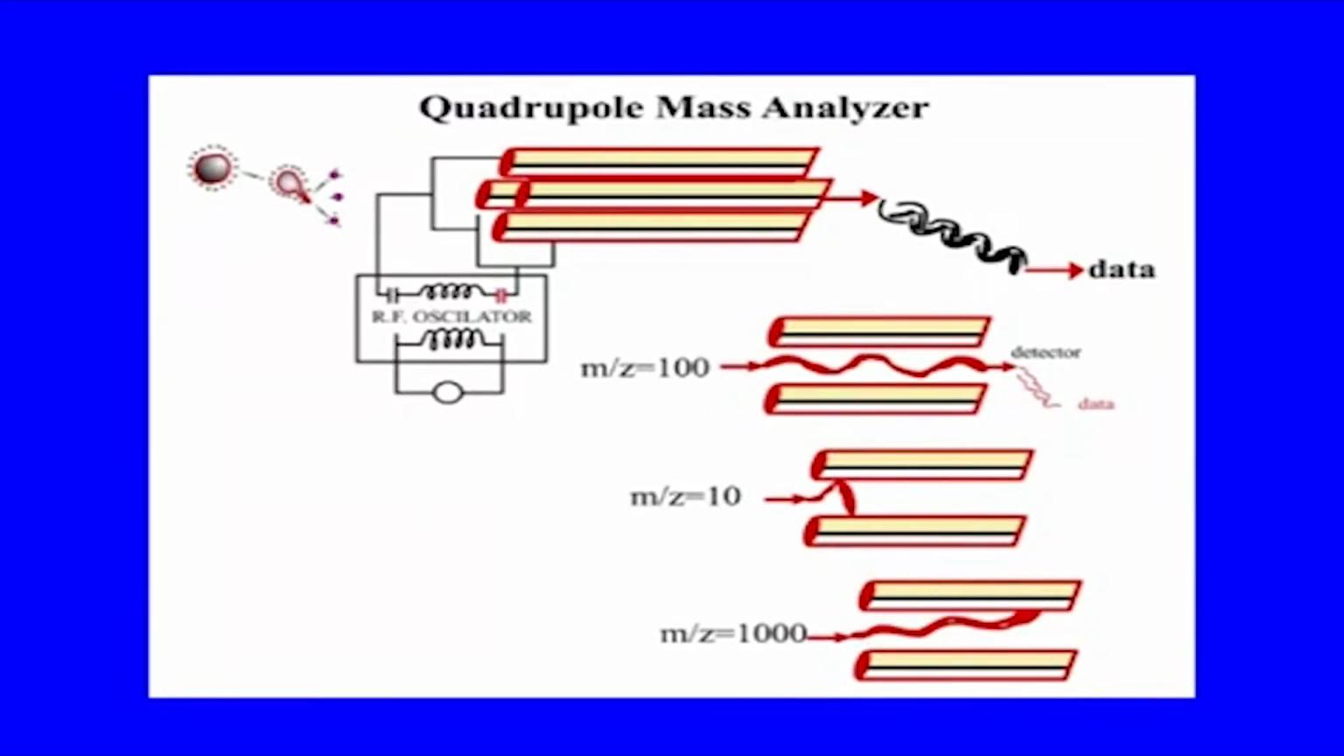Quadrupole mass spectrometers are relatively low cost instruments. This is a typical quadrupole mass analyzer, where you have an RF oscillator, a mass analyzer, and you get data. They are different at different frequencies; you will get different m/z ratios detected.